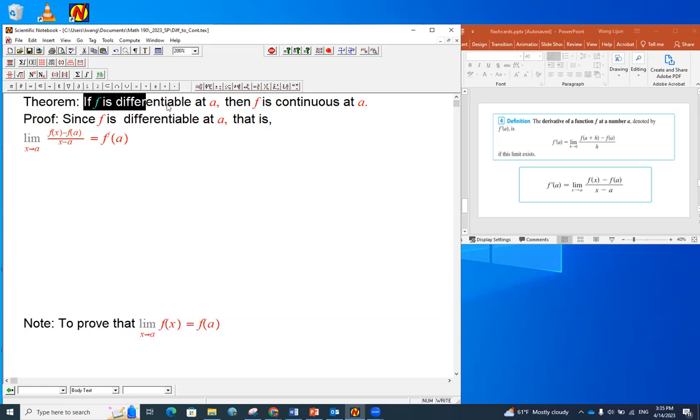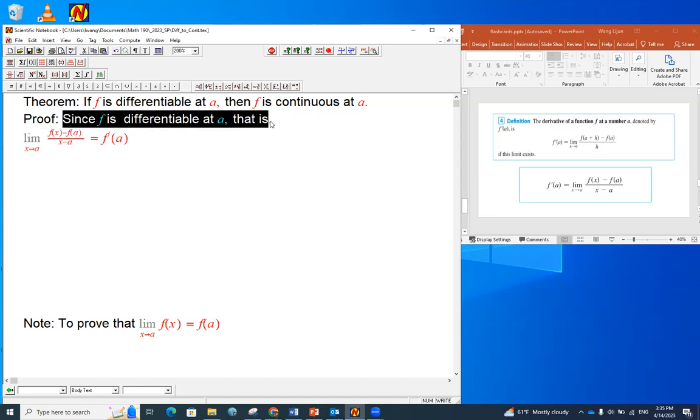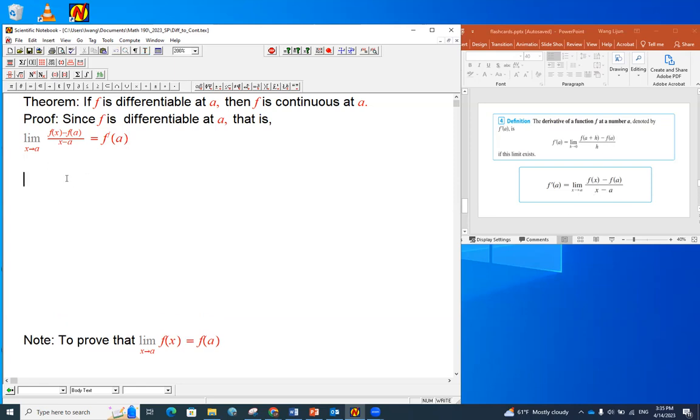So from f is differentiable at A, we're just going to apply the definition. There are two of those. We're going to apply the second one. Now, when we apply the second one, by saying f is differentiable at A, that means this is true, and this one has a limit. And then we're going to do some algebraic manipulation.